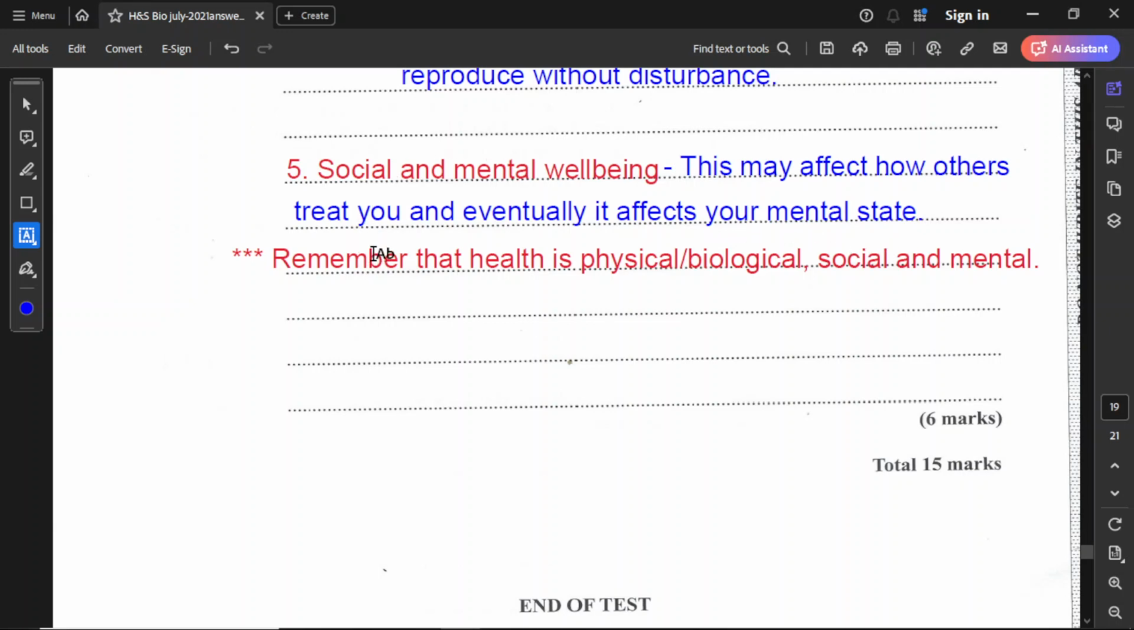And a point to note, I will recommend that if you put social and mental well-being as a part of health, especially in human and social biology, you need to remind the examiner that health is physical, biological, social, and mental. So once you're not physically well, socially well, and mentally well, you're not healthy. All right, because remember that health is a state of physical, social, and mental well-being. Okay, so that is an answer. But please explain to remind the examiner, because sometimes they may forget themselves.